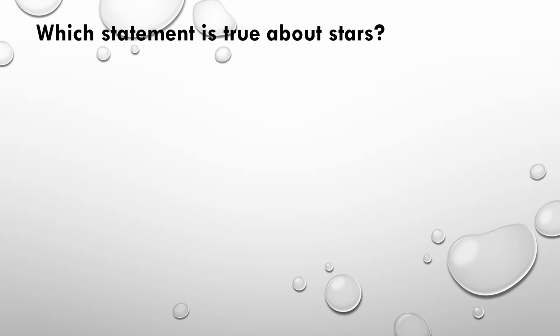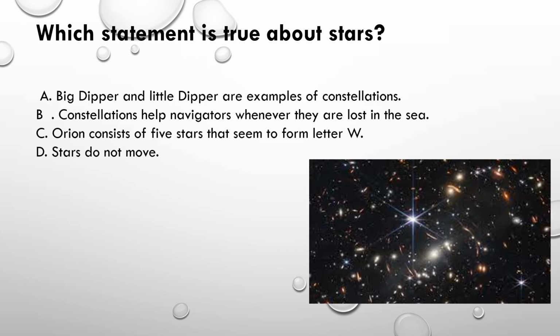Which statement is true about stars? A. Big Dipper and Little Dipper are examples of constellations. B. Constellations help navigators whenever they are lost in the sea. C. Orion consists of 5 stars that seem to form letter W. D. Stars do not move. The answer is letter B.